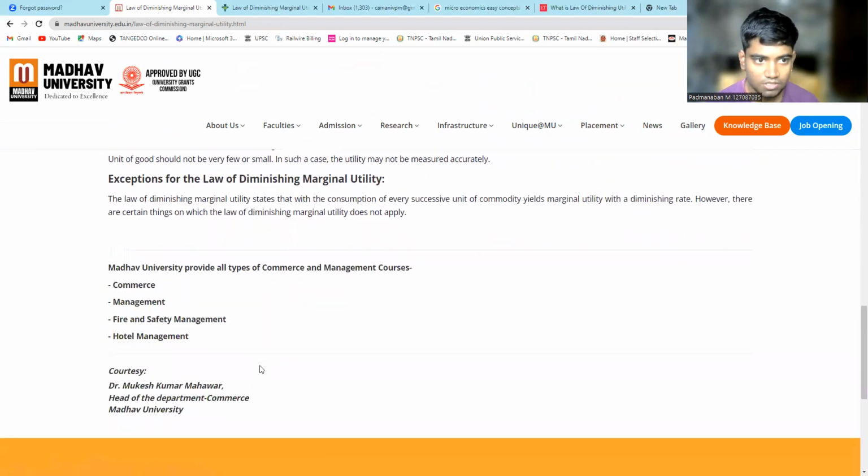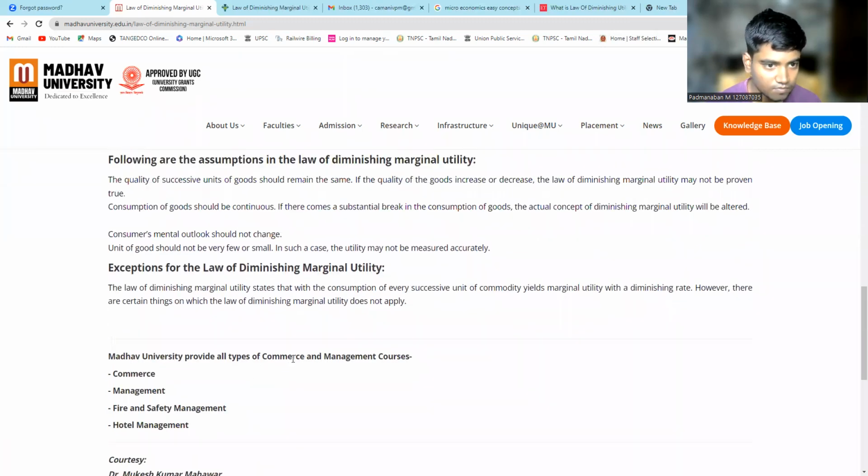Exceptions to the law of diminishing marginal utility. The law of diminishing marginal utility states that the consumption of every successive unit of a commodity yields marginal utility at a diminishing rate. However, there are certain cases where the law of diminishing marginal utility does not apply. So there are many exceptions in this case.